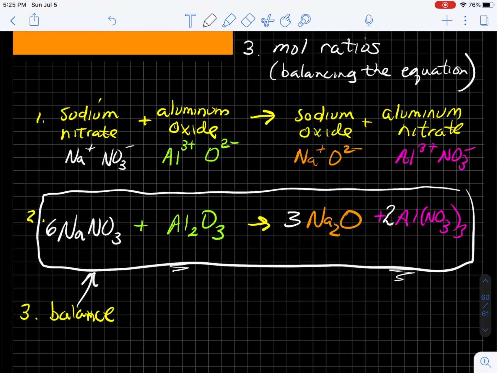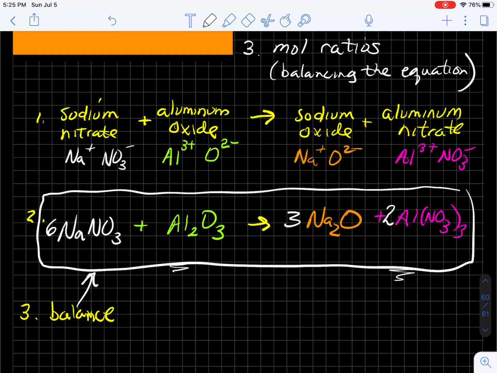And there was one other thing I wanted to tell you, but I forget, so it probably wasn't all that important. In order to balance these things, though, if you don't write the correct chemical formulas, you never get to the balancing part. It's never going to work out.